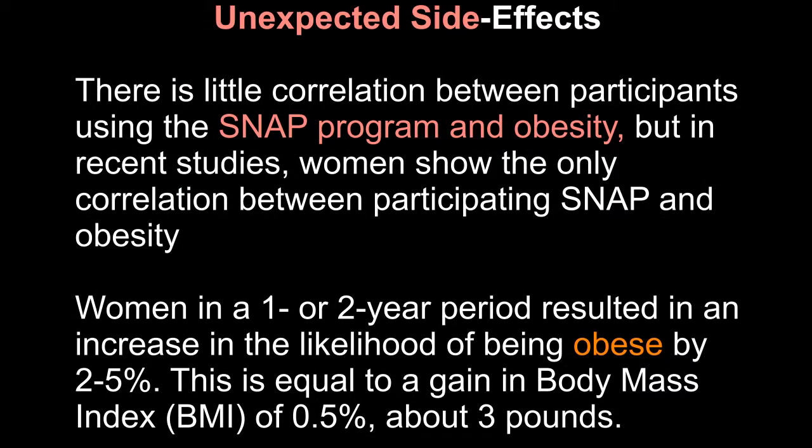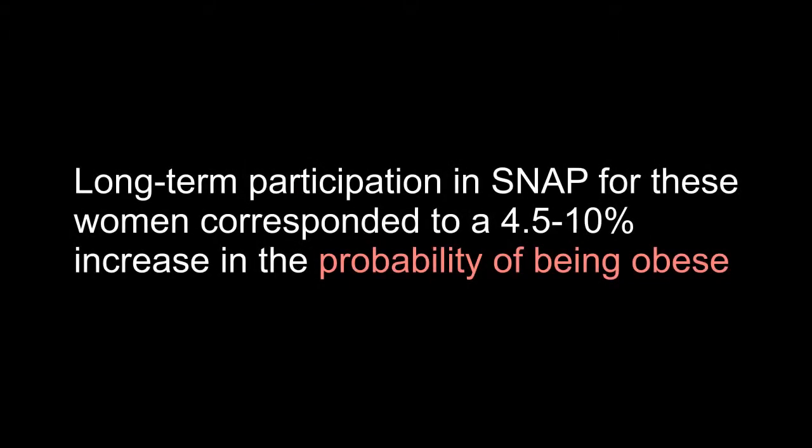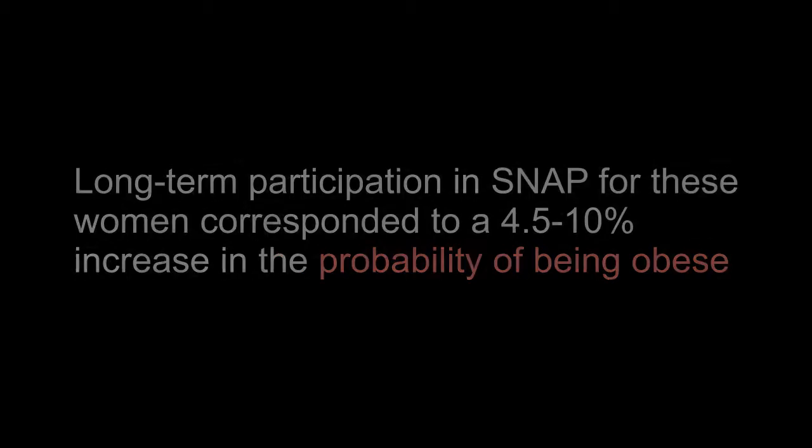Its side effects. There is a little correlation between participants using the SNAP program and obesity, but in recent studies, women show the only correlation between participating in SNAP and obesity. For women, a 1 or 2 year period resulted in an increase in the likelihood of being obese by 2 to 5%. This is equal to a gain in body mass index of 0.5%, about 3 pounds. Long-term participation in SNAP for these women corresponds to a 4.5 to 10% increase in the probability of being obese.